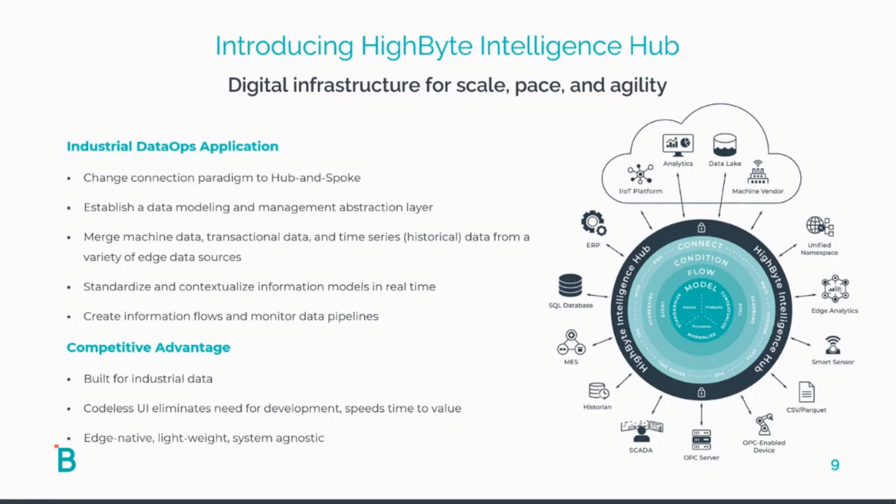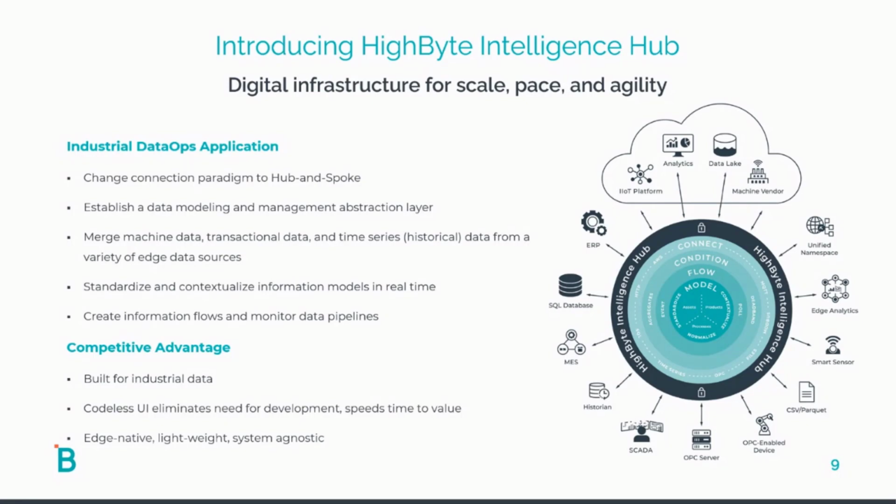As the data is passing through, we standardize and contextualize that through models. And you can create models based on how you're planning on using the data. So they could be asset models if you're doing predictive asset maintenance. It could be product models if you're doing traceability or quality analytics. It could be process models if you're thinking about OEE.